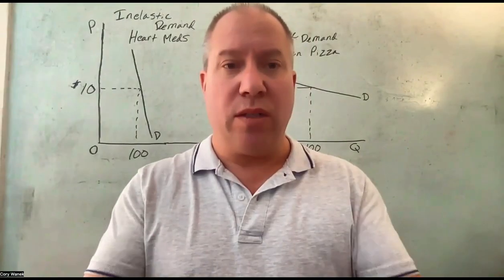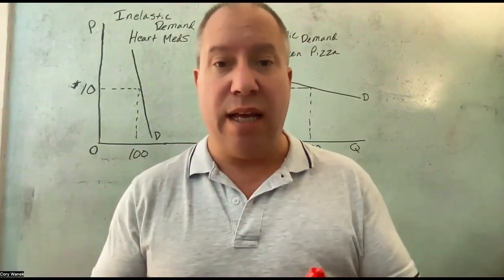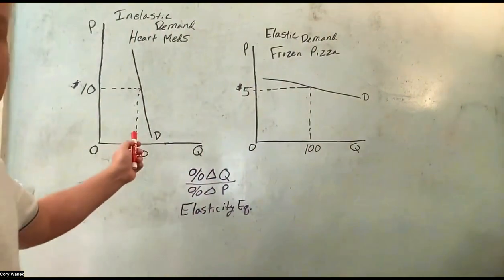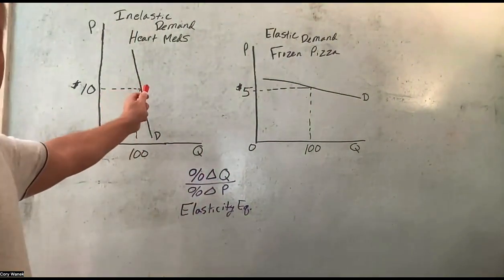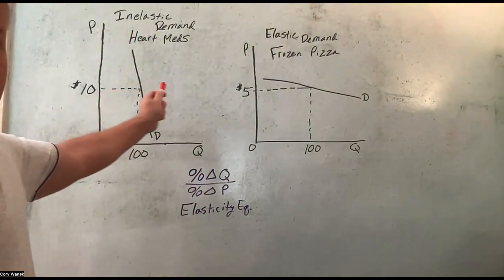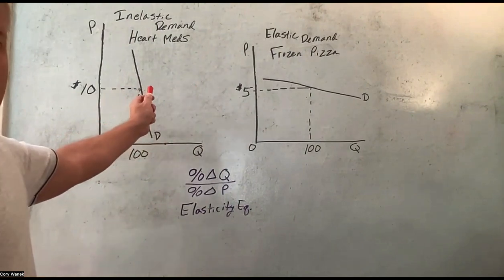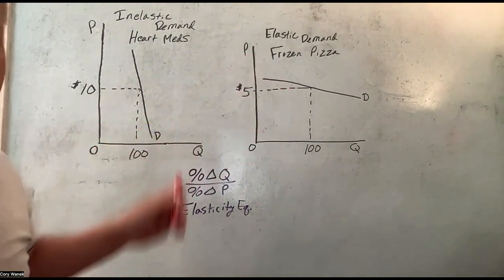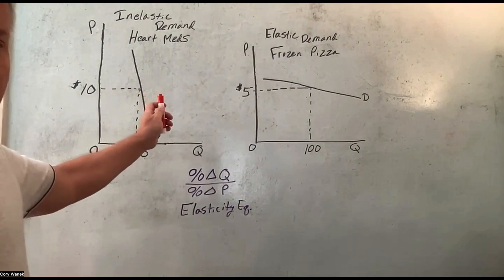Elasticity. We're going to talk about an inelastic product first and then an elastic product. The inelastic one is heart medicine. Let's say $10 a pill to start at. And the other one will be frozen pizza. Let's talk about the inelastic demand of heart medicine.